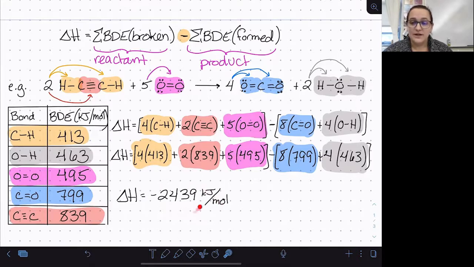So we did actually this exact same calculation using heats of formation in my previous video, and we got a slightly different answer. We got a value of negative 2511. So slightly different value calculated here, but remember, bond energies are approximate. So close enough that we can see this is pretty darn exothermic.